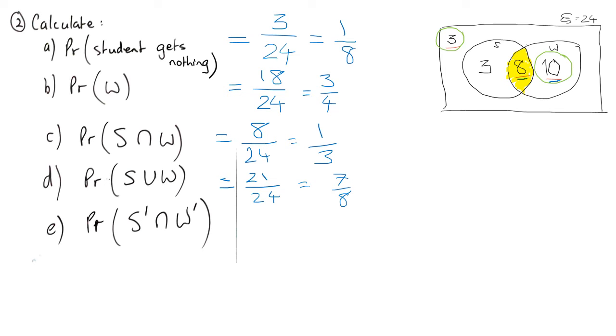Then when we think about what's not in W, well, we have the 3 people who aren't in both sets again, and we have the 3 people that are in S but aren't in W. But then when we think about the only part of this that was in not S and not W, it's the 3 people who are outside of both sets, and so they're the people who receive nothing. And again, we're back to our original 3 out of 24, which equals 1 over 8.